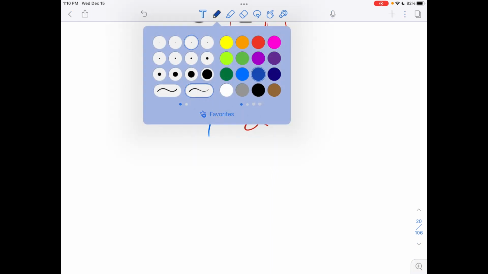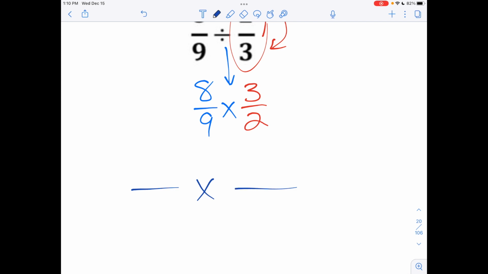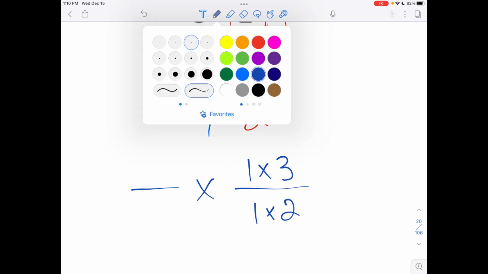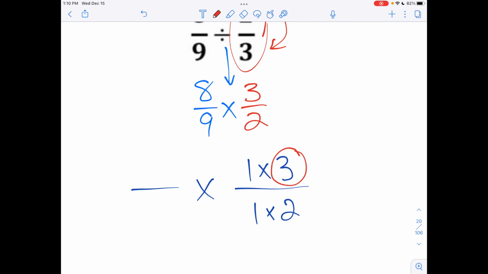Okay, I'm going to find my prime numbers. It's 2 and 3. 1 times 2 and 1 times 3. 8 and 9 aren't prime. So I'm going to try to use the factors that I already have, like 3. I can use 3 to make 9. 3 times 3. Cross out a 3, cross out a 3.